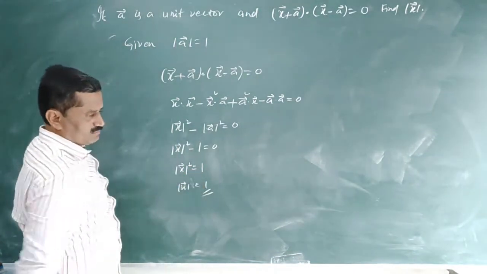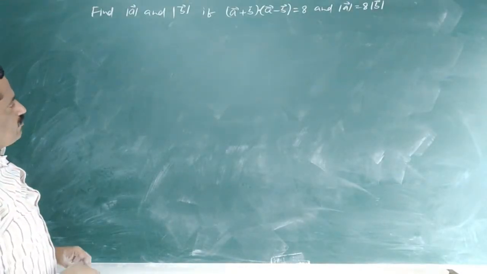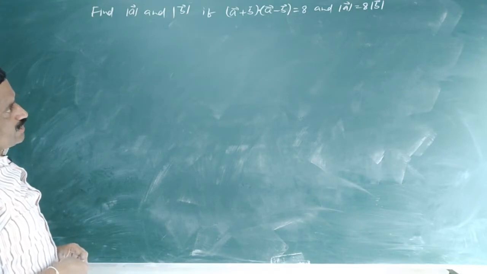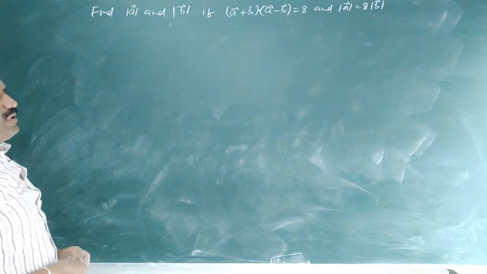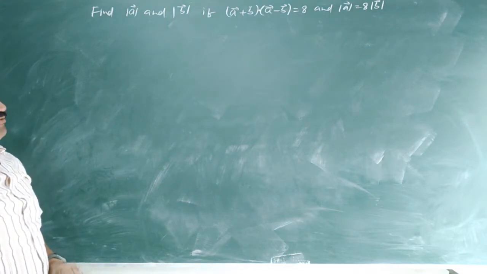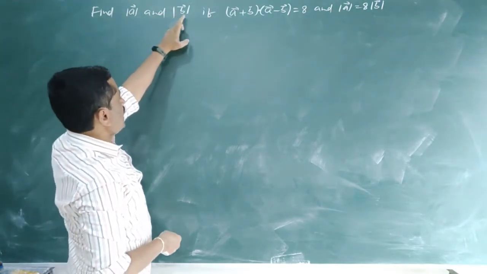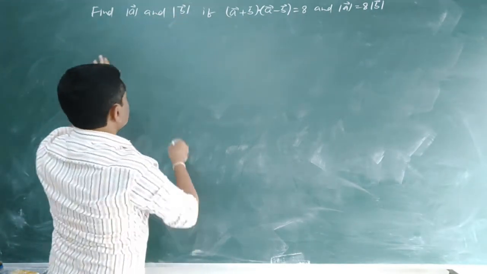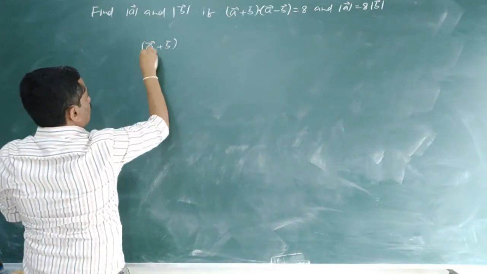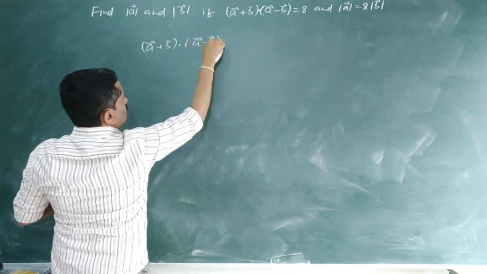We have 1. Find magnitude of a bar and magnitude of b bar if a bar plus b bar dot a bar minus b bar is equal to 8 and magnitude of a bar is equal to 8 times magnitude of b bar. So it is given, we have to find the magnitude of a bar and magnitude of b bar. It is given that a bar plus b bar dot a bar minus b bar is equal to 8.